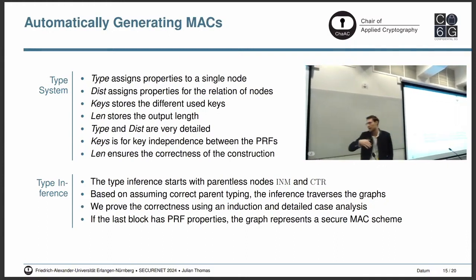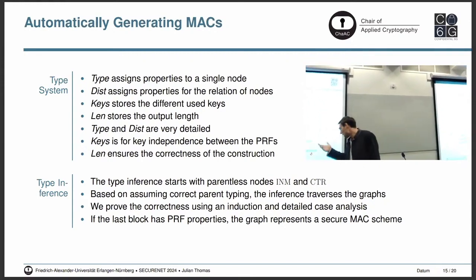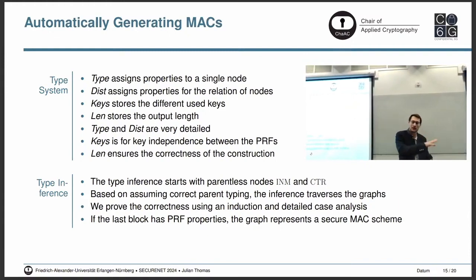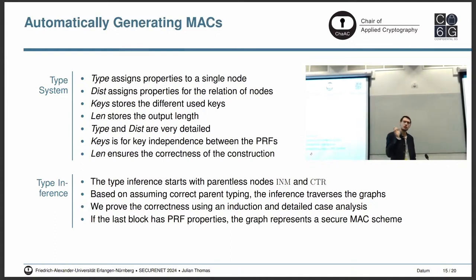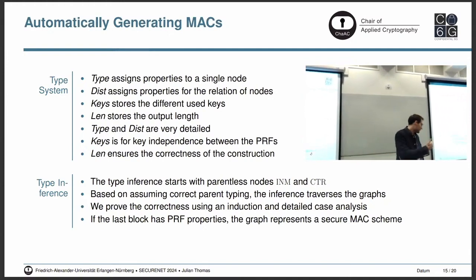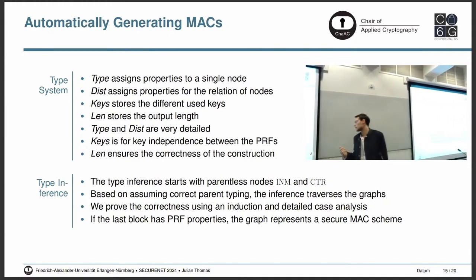We analyzed every possible case that could happen, so our proof should be correct, and then our graphs in the end and the properties we derived are also correct. And if the last block we have has pseudorandom function properties, then our whole graph we created and analyzed is a secure message authentication code scheme.